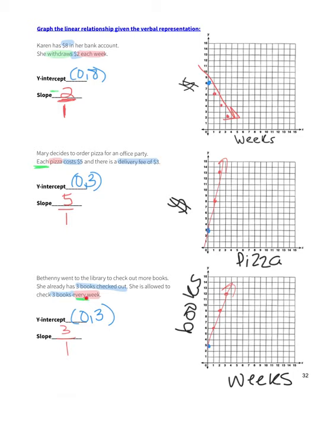Okay, moving on to the next one. We're comparing books and weeks. She starts with 3 books. That's my y-intercept. And then she checks out 3 books every week. Here's my key word, 3 books every week. So that means my slope is 3 over 1. Every week she gets 3 books. So the slope is 3 to 1, up 3 over 1. And that is represented with this line. All right, hopefully you got these correct. If not, go ahead and find your mistake and fix it.